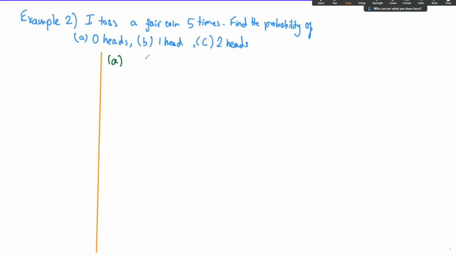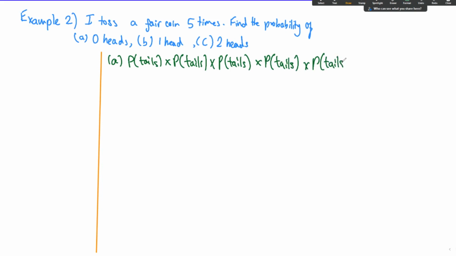So the only way you're going to get 0 heads is if you get a tails every time. So it will be the probability of tails multiplied by the probability of tails, multiplied by the probability of tails, multiplied by the probability of tails, finally multiplied by the probability of tails. Like that. And what we can say is that it's 0.5, because tails has a half chance, to the power of 5. So we're multiplying it by itself 5 times. And that will give us 0.031. Okay.